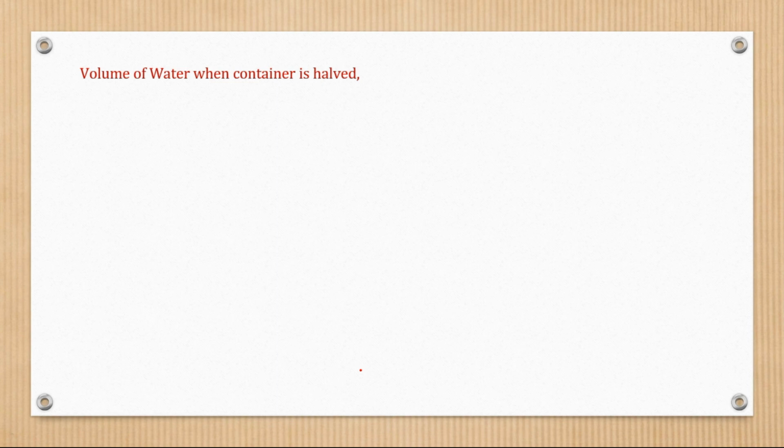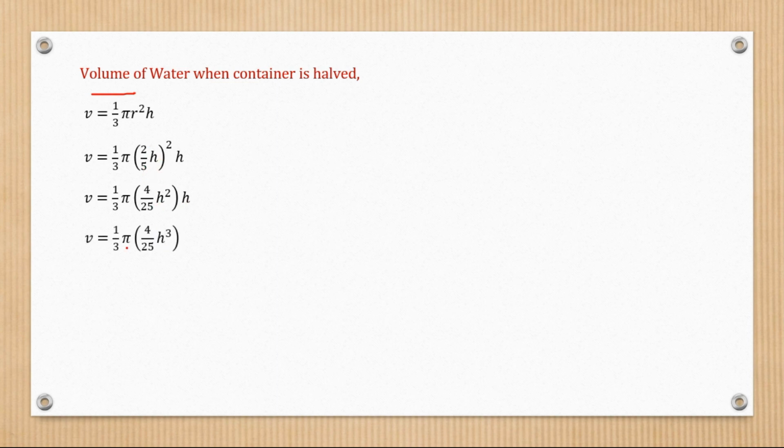I've been told that the volume of the water is halved, so we're looking for when the volume of water in the container is halved. Now we remember that V is a third pi r squared small h. This is the general equation that we can use to find the volume of water at any point. So we have V equals a third pi times 2 over 5 h, all squared, times h. Multiplying that in, 2 squared is 4, 5 squared is 25, and h becomes squared. Next, multiply 4 over 25 h cubed by a third pi, and I'll have 4 over 75 pi h cubed.